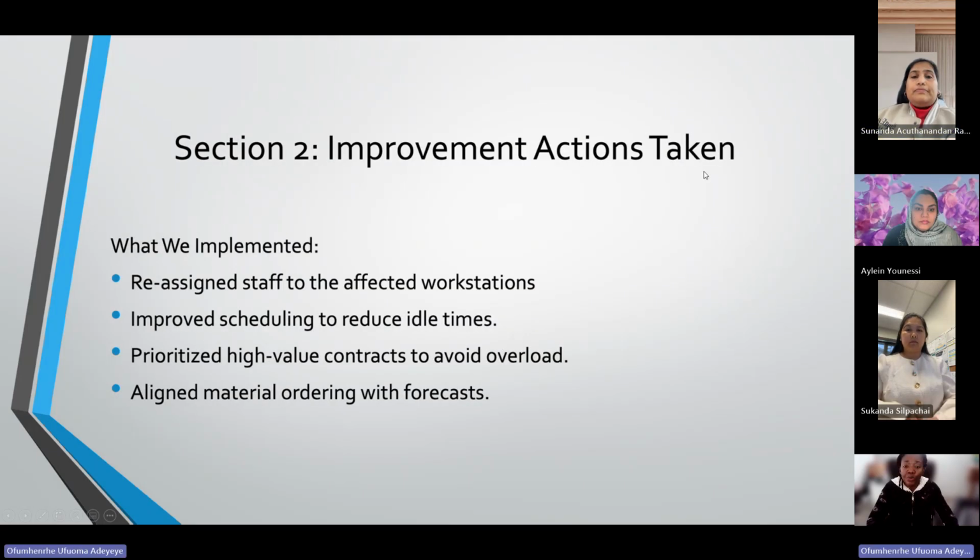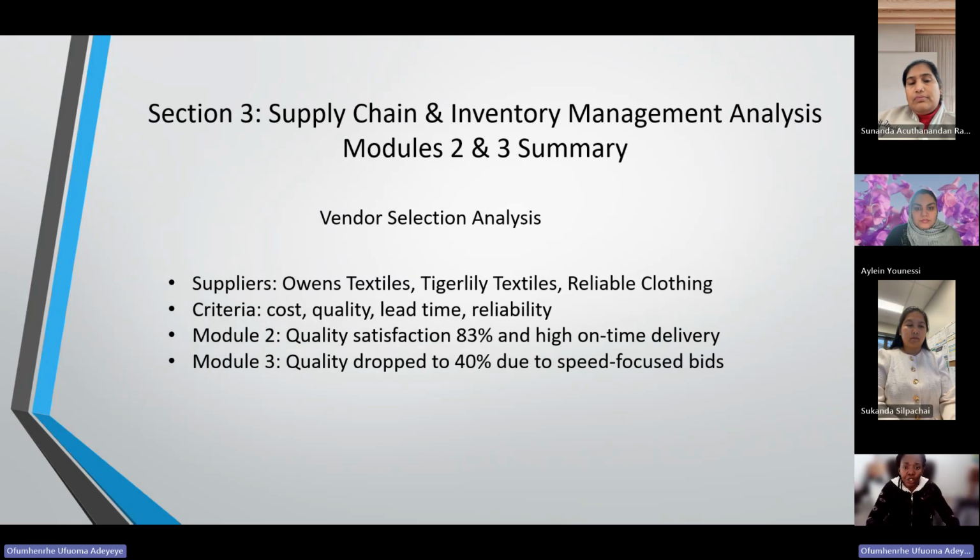The next thing was to improve, so we took some actions. We reassigned staff to the overloaded stations and improved scheduling to reduce idle time. We also prioritized the high value contracts, which helped us maximize our profits, and we aligned material ordering with forecasting. We did all of this to ensure that the process went smoothly. I would then hand over to Sunanda to take us through the other part.